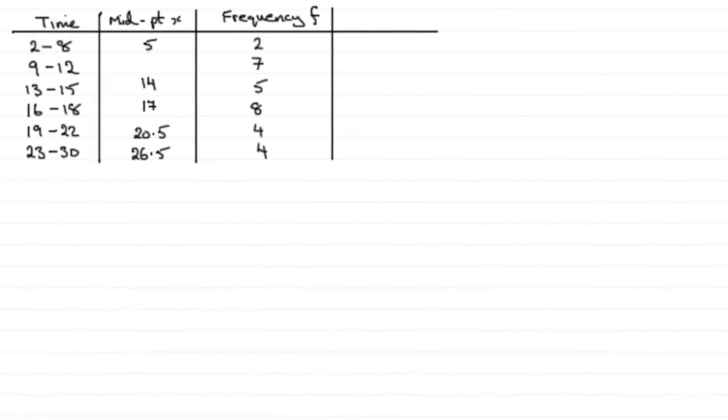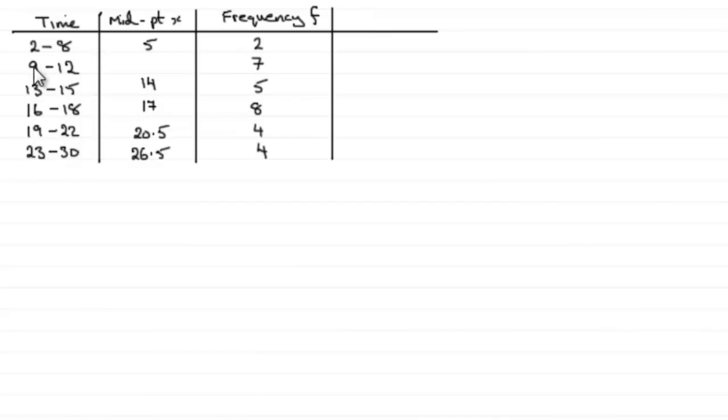So for the first part of this question, what I've done is I've just copied down the table. You don't obviously have to do that, but just for reference. And we've got to calculate the midpoint then of this class interval, which is the time taken to do the Sudoku puzzle given to the nearest minute.